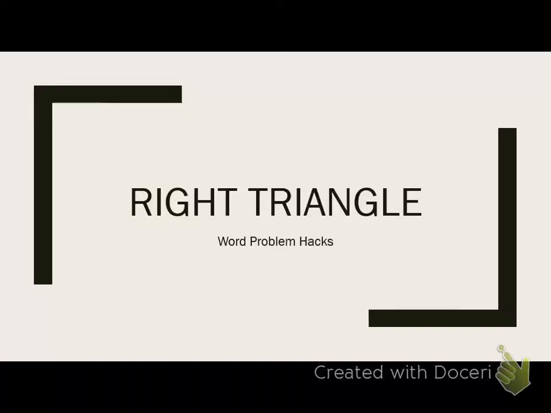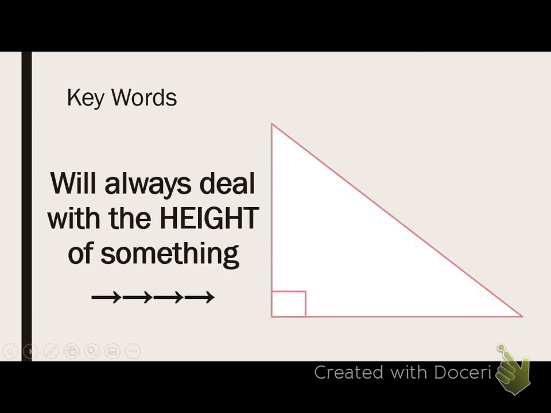So on the right triangle word problems, I call it a hack because if you see these words, you can automatically know which side of the triangle we're going to be talking about. So I believe we will start with the left side, that vertical. So the first blank, it'll always be the height of something, height or altitude. So you're going to fill that in on that triangle.